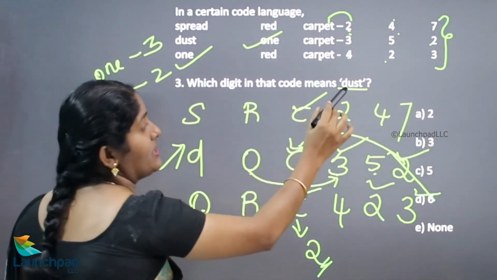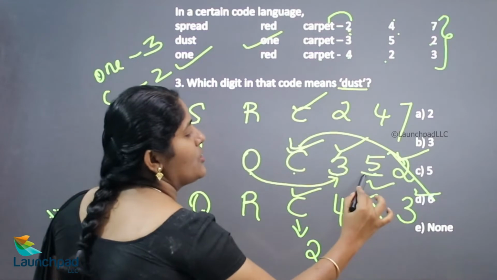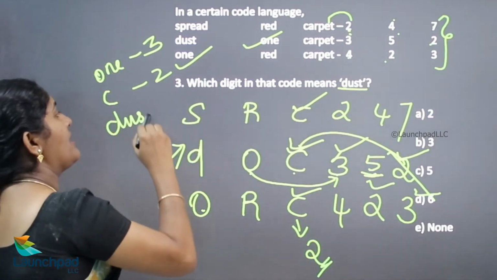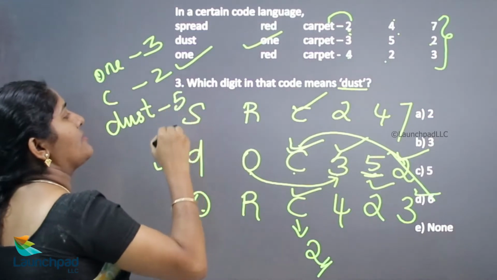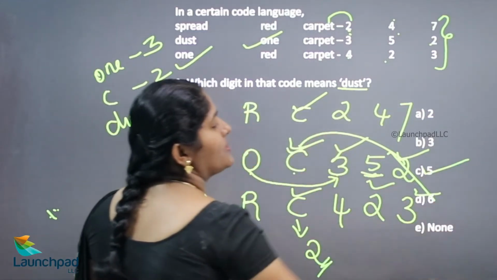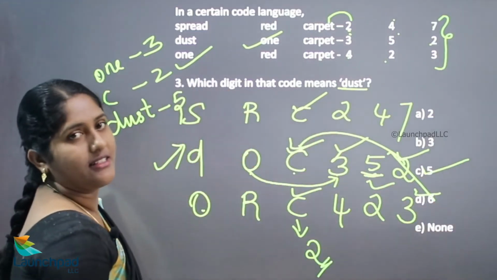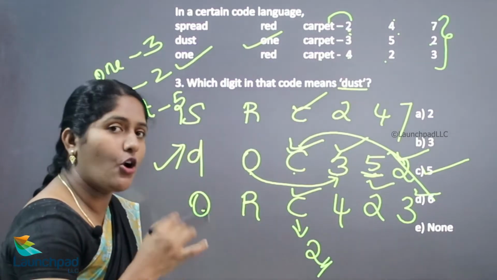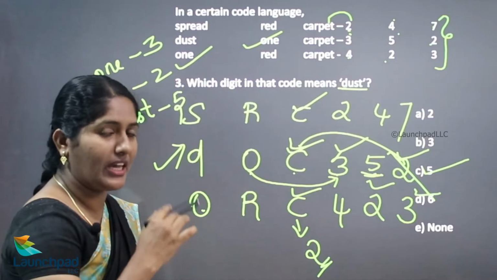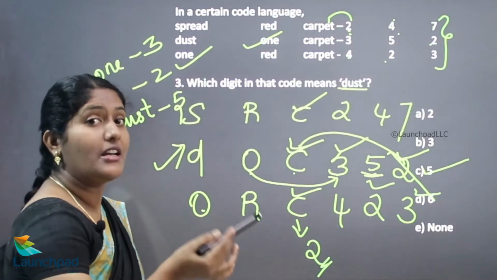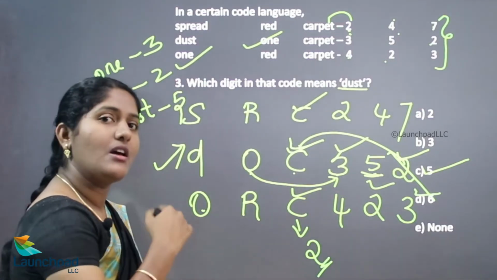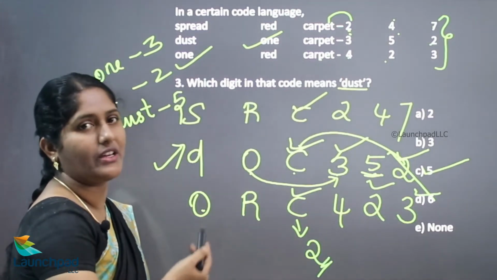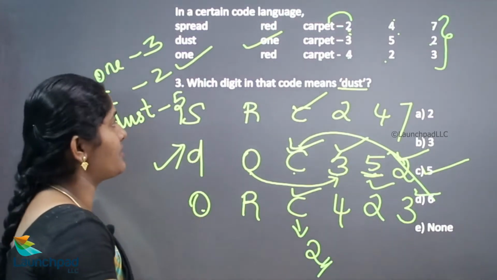And what is your question? "Dust". So the remaining value 5 will be allocated for the word "dust". 5 is your answer. Option C is the correct answer. So depending on the question, first we need to find the common numbers, and afterwards we can deselect them. The remaining numbers will be the codes for the remaining words available for your question. Okay, we'll move on to the next question.